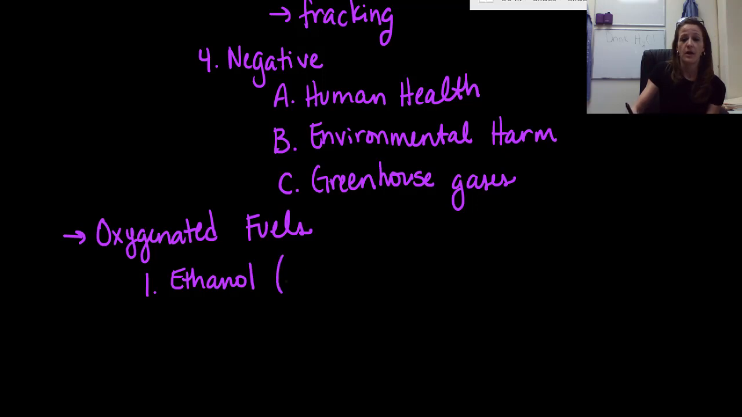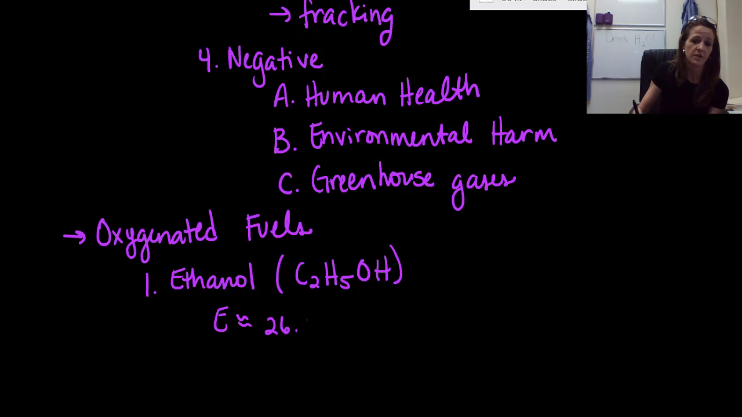Ethanol, I would expect you to know the formula: C2H5OH. The primary thing we talked about with ethanol is that it releases about 26.8 kilojoules of energy per gram. Ethanol is a great substitute for octane or your gasoline, but only for internal combustion engines.